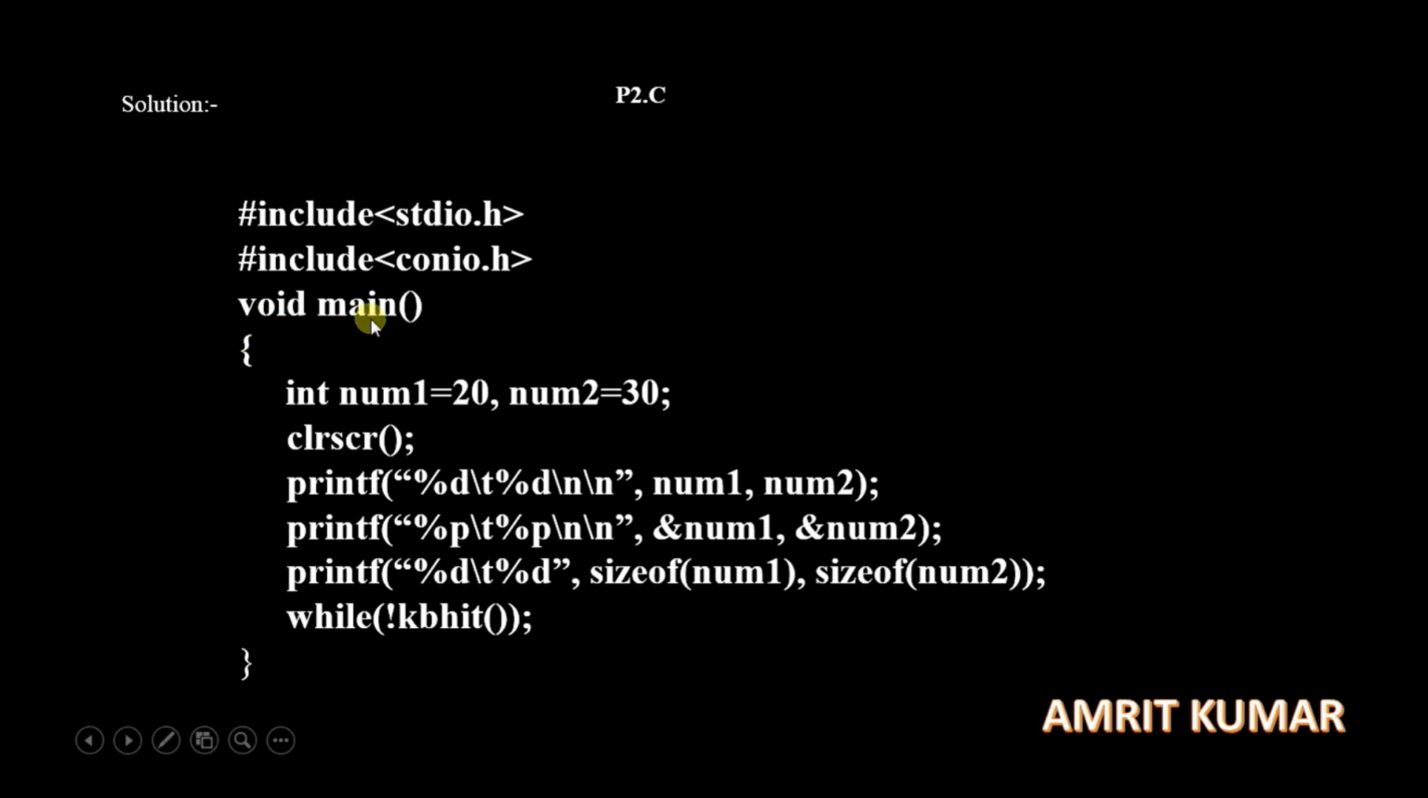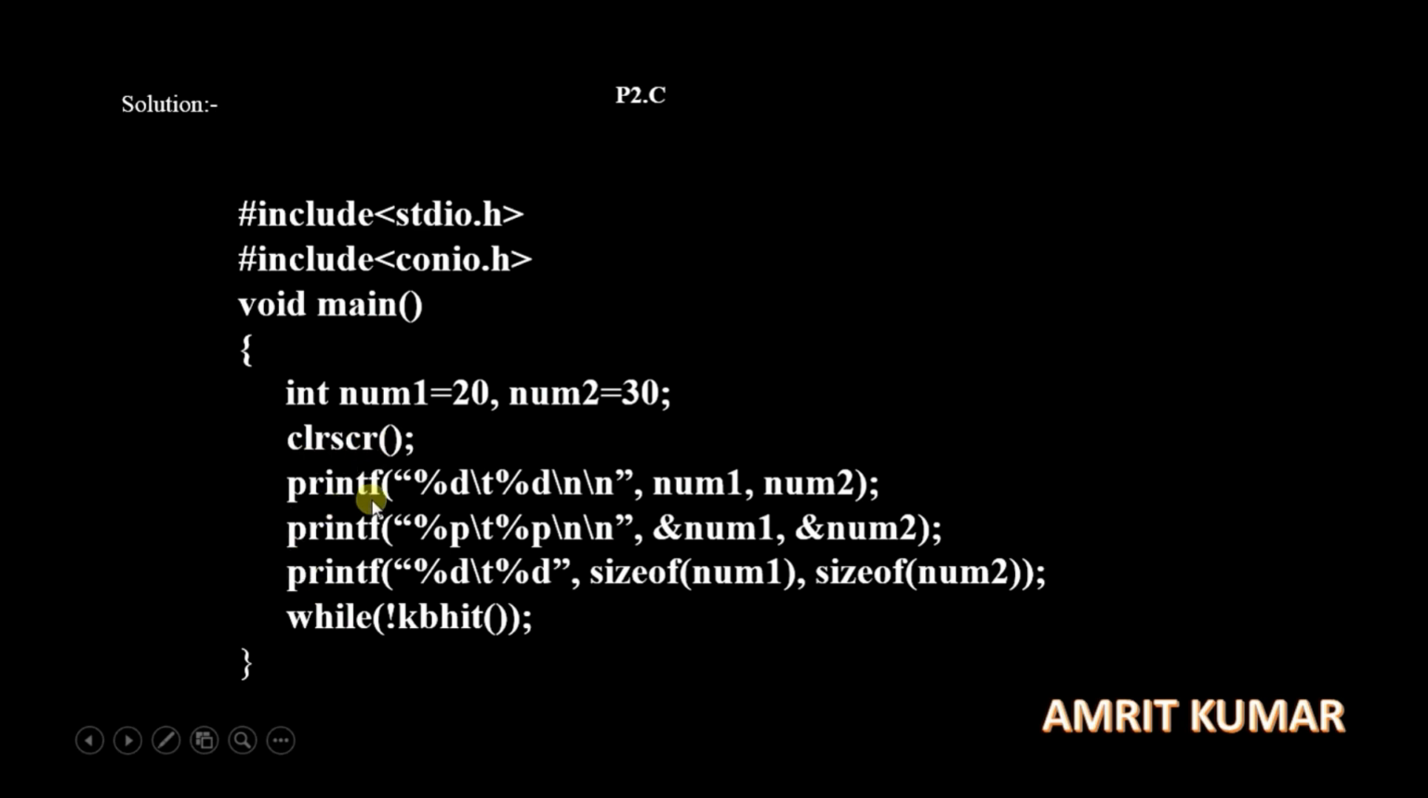So we have used the main function here, whose return type is void, which means empty, so it will not return any value. After that we have opened the curly braces. Now we use our two variables num1 and num2, where num1 stores the value 20 and num2 stores the value 30, and whose data type is integer. Therefore its size will be 2 bytes. Now we have terminated this with a semicolon. Then we are using the clrscr function, whose work is to clear the screen, so it will clear whatever is written on the screen.